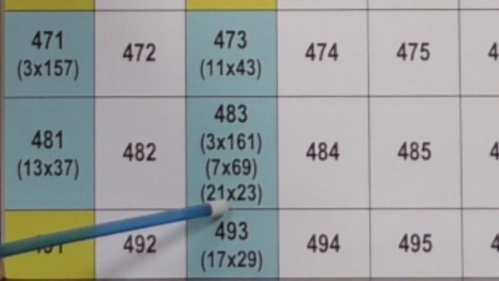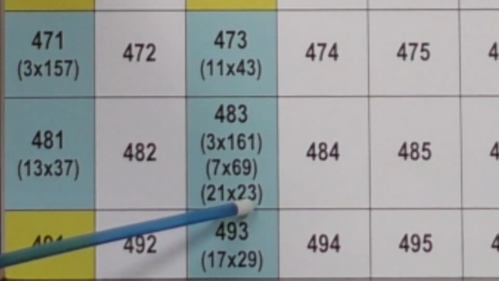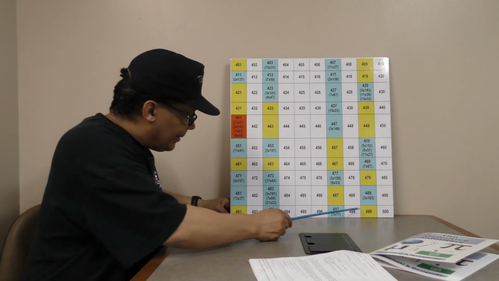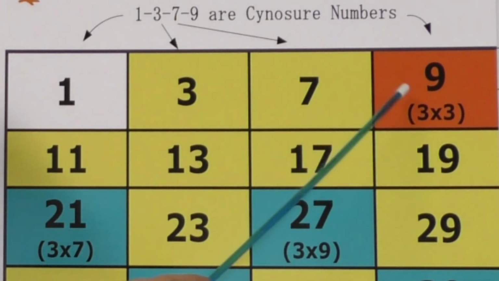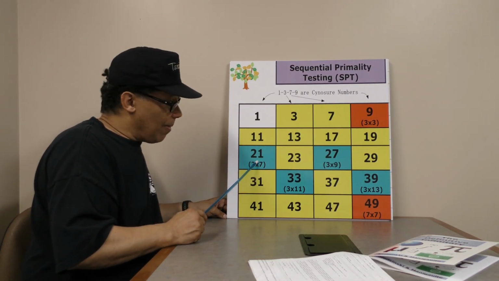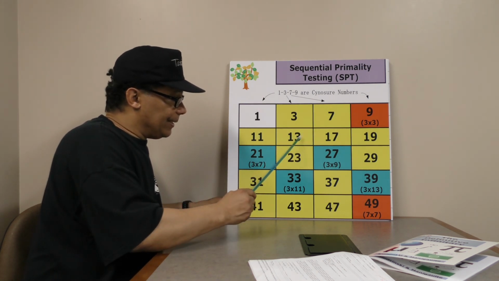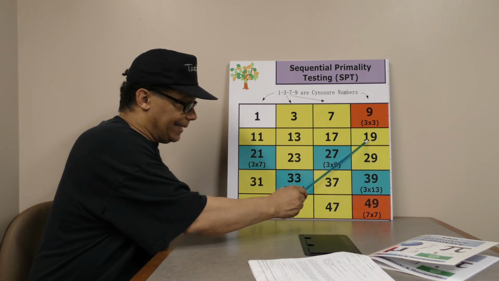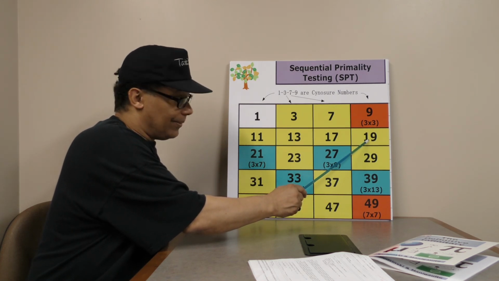21 we can see is over here. 21 times 23 gets us here. 21 times 27 is going to get us off the board. We have eliminated 3 and 9 and 21. 21 is the upper bound. So now we need to eliminate 7, 11, 13, 17, and 19, and we will know for certain whether we have discovered a prime number.